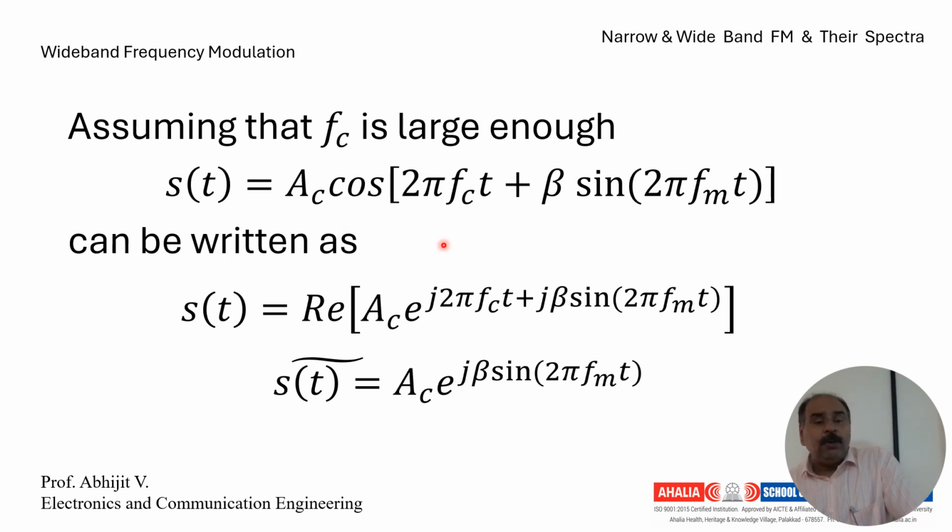Now we are considering only the real part, because this is a complex number. We are considering only the real part of this one, where we have made this cos plus j sin into e raised to j 2 pi fc t plus j beta sin 2 pi fm t.